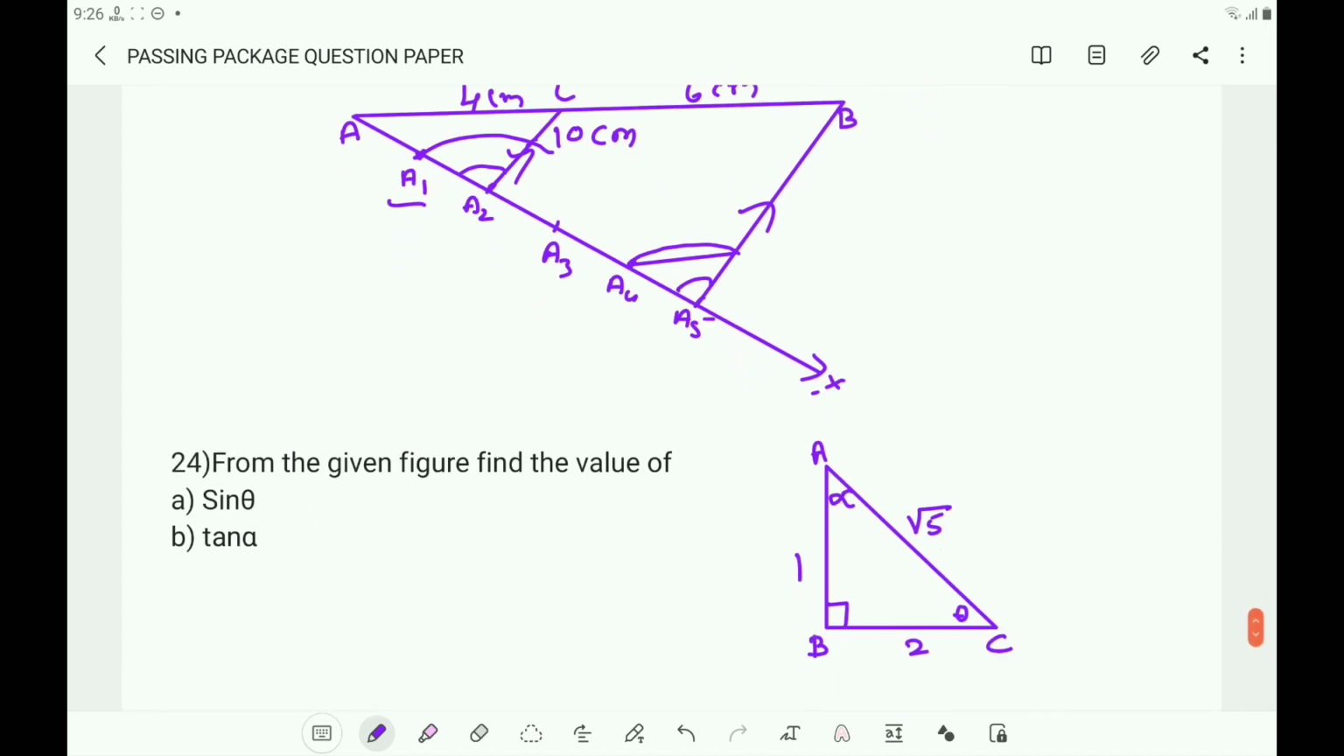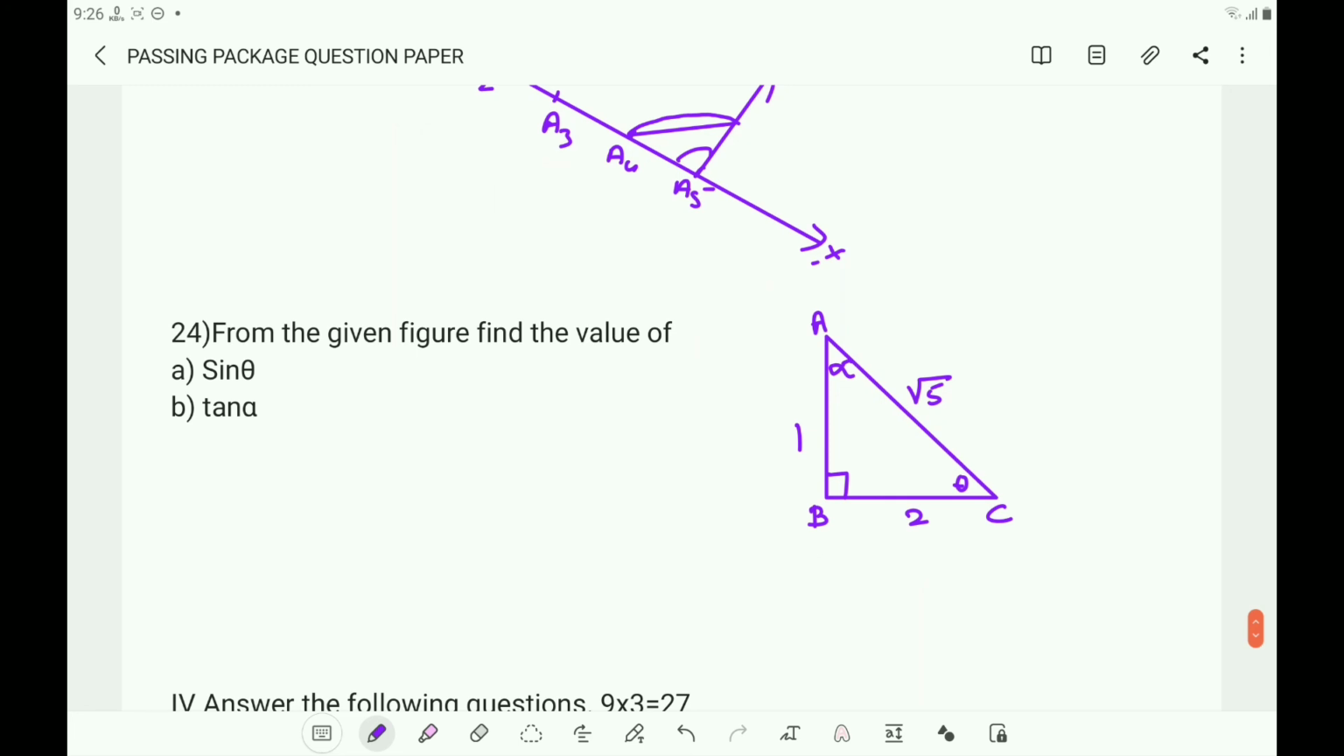Now, question number 24. What is the question? From the given figure, find the value of sin theta and tan alpha. Here, theta is here and alpha is here. Now, if you want to find sin theta, it is equal to, you know, opposite side by hypotenuse.